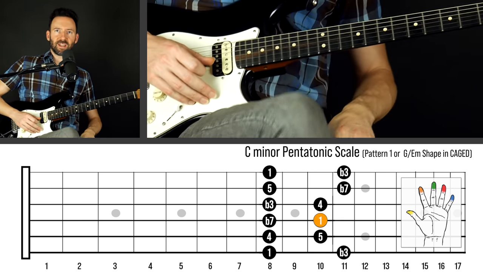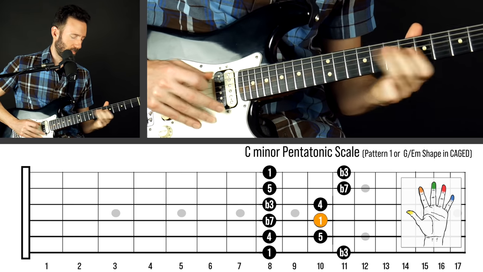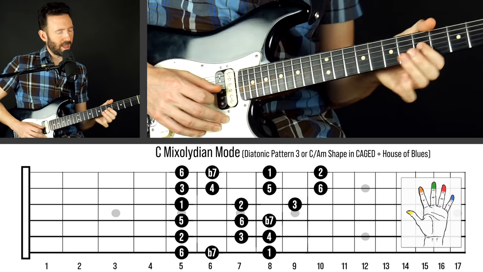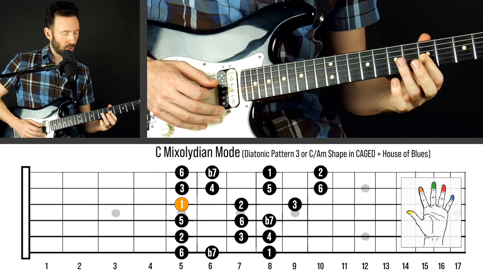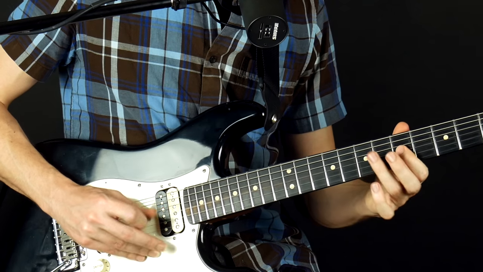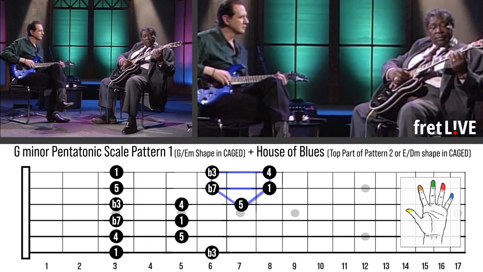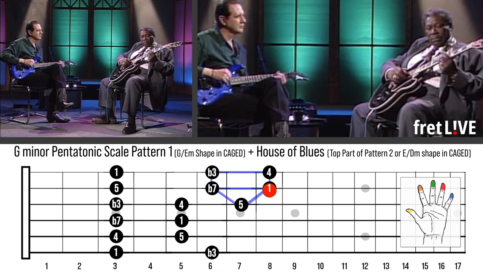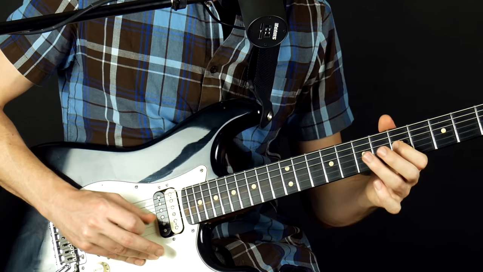Now that's moving into the minor pentatonic. And that whole thing of playing a note on a string and then playing it on the string lower but sliding into it. Right, in the B.B. King lesson, we saw him do that a couple times. Very bluesy.